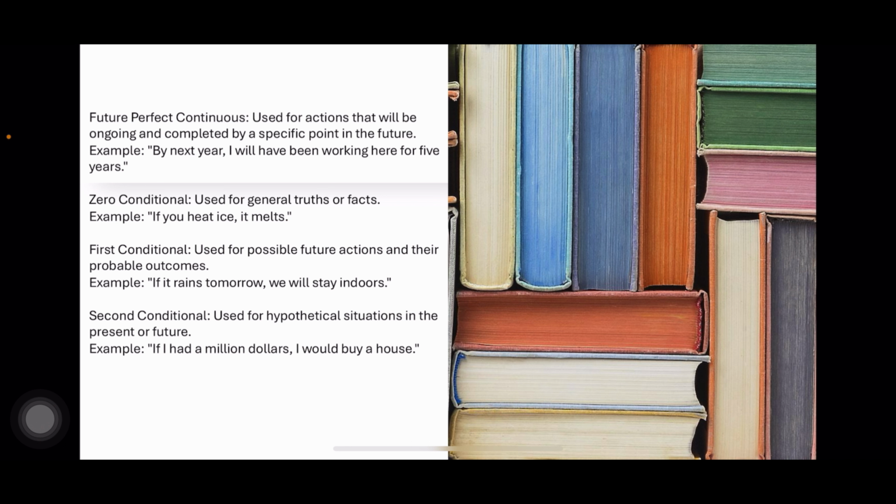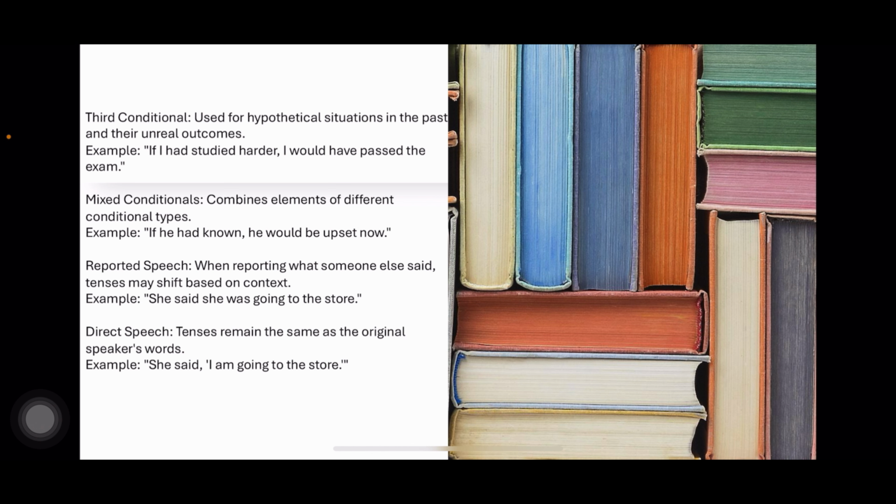Example, if I had $1 million, I would buy a house. Used for hypothetical situations in the present or future. Third conditional, used for hypothetical situations in the past and their unreal outcomes. If I had studied harder, I would have passed the exam.